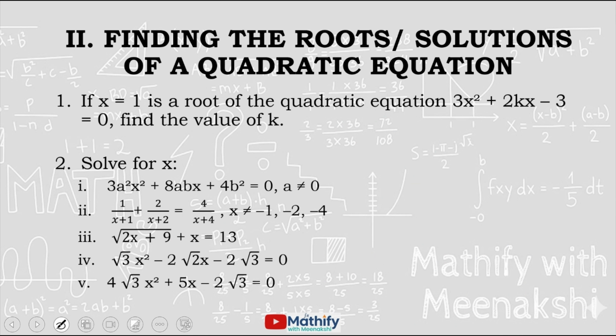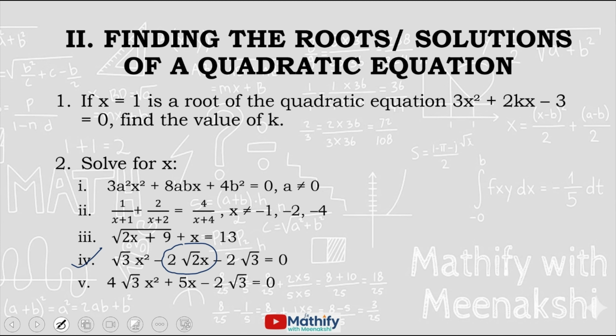Now let's move to the fourth part. Root 3 x square minus 2 root 2 x minus 2 root 3 equal to 0. Now here again you can use any method, either quadratic formula or factorization method. But I want to tell you one thing. Whenever your coefficient of x is in roots, it's better that you use the quadratic formula. So let's use the quadratic formula here.